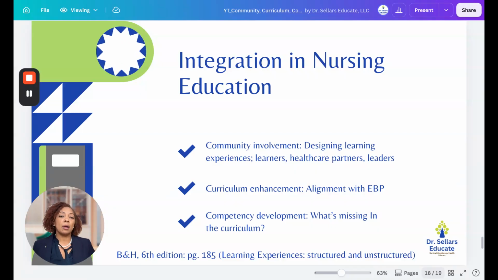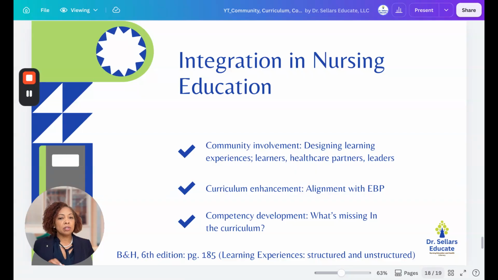And then next is competency development. So, what's missing in the curriculum? There's often blind spots, and they can frequently happen when we're the only faculty member that's teaching a course. So maybe there's an opportunity for peer evaluation so that we can have a deeper understanding of some of those opportunities to enrich in our curriculum, make those richer learning experiences for our students so they can provide safer patient care.